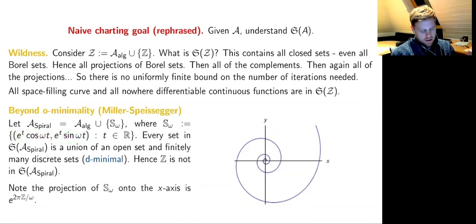Note, and I want to point this out because I think it is important, maybe not for this talk, but definitely for the graduate course, that if you look at the projection of the spiral onto the x-axis in this picture, then this is the set e to the 2 pi z divided by omega. And this is a discrete set, but one of the important differences between this set and, let's say, the integers, which are also a discrete set, is the growth rate. The growth rate of the set, or of the spiral if you want to see it this way, is exponential, and this makes all the difference. And we'll see this again and again.